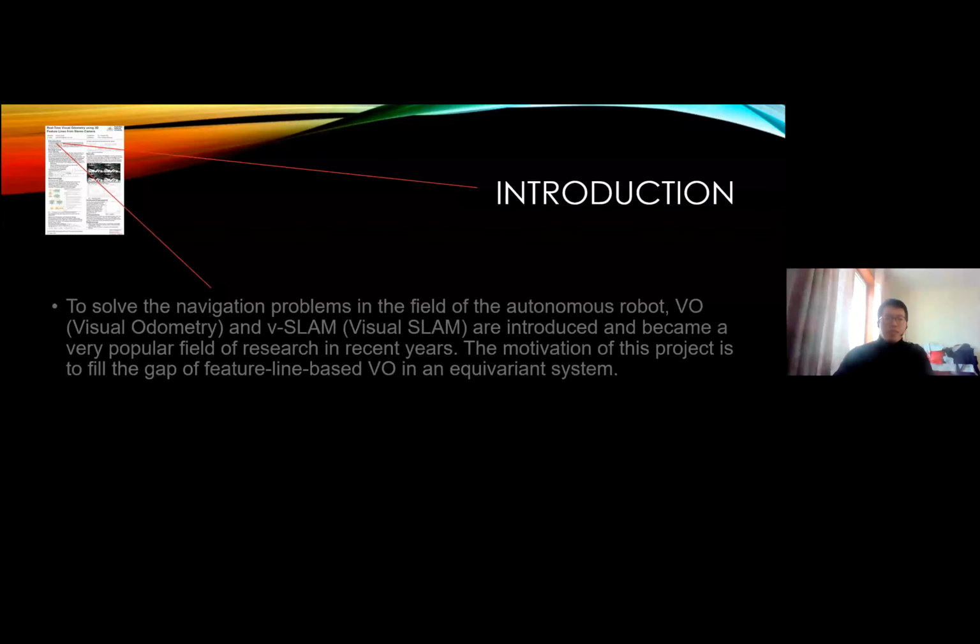So for the equivariant kinematics, the key advantages are that the equivariant observer is relatively computationally cheap, and it is robust when dealing with the drift of the world frame. So in this case, it is quite important to research a line feature-based visual odometry in an equivariant system.